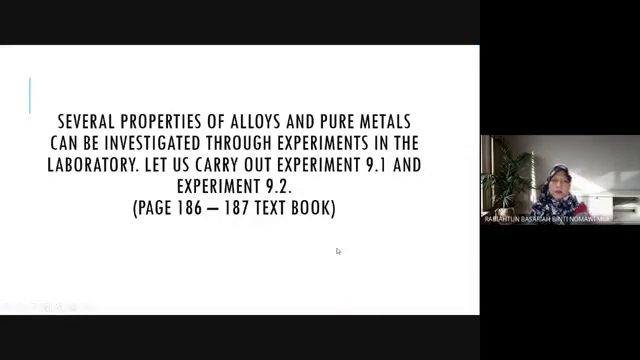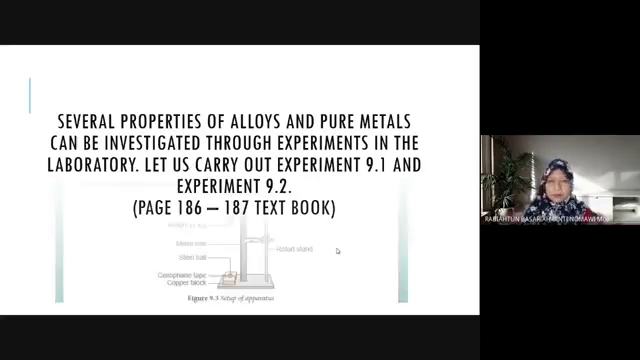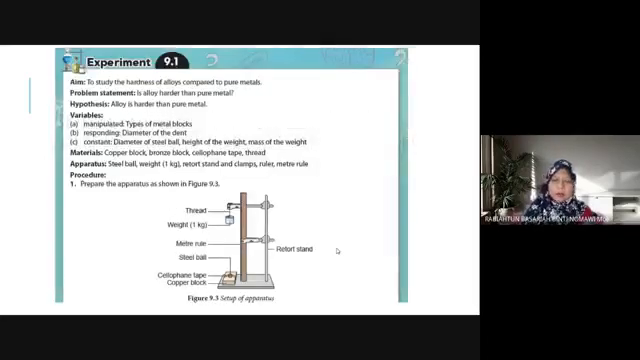Several properties of alloys and pure metals can be investigated through experiments in the laboratory. So let us carry out experiment 9.1 and experiment 9.2. Refer to your textbook page 186 until 187. One of these experiments can be carried out at home. This is the first experiment. Ini susah lah you nak buat dekat rumah. However, you can try kalau you ada hammer ke, tapi you kena modify sikit lah you punya experiment.